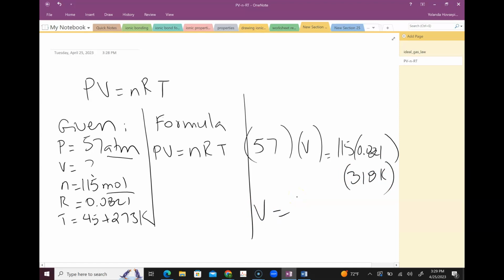So now we're just going to go ahead and multiply the 115 times 0.0821 times 318, and that is divided by 57. V will be 52.7, and this will be in liters.